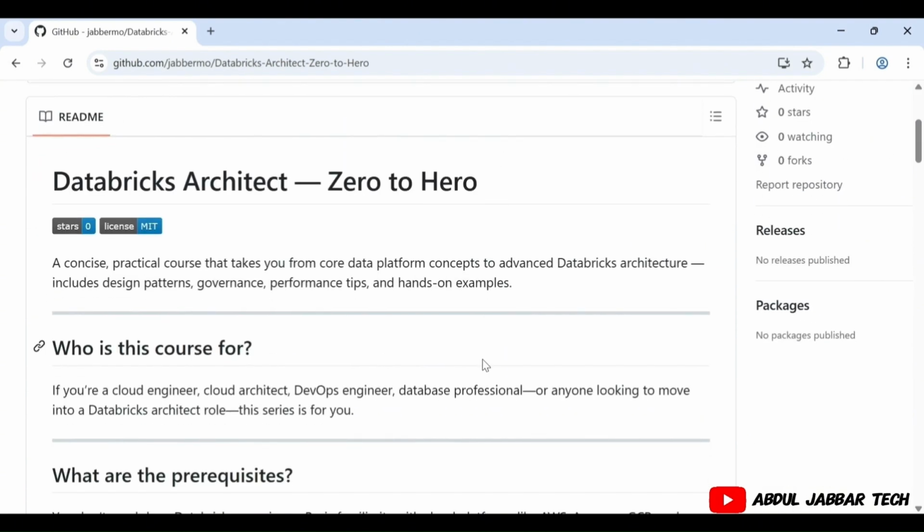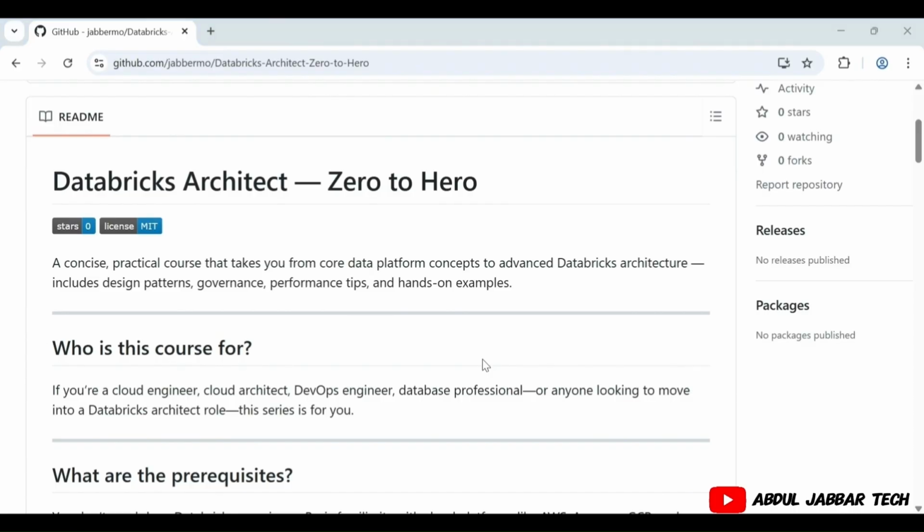First of all, who is this course for? Well, if you're a cloud engineer or a cloud architect, DevOps engineer, or a DevOps professional, or for that matter, if you're just passionate about learning Databricks architecture, then this course is for you.